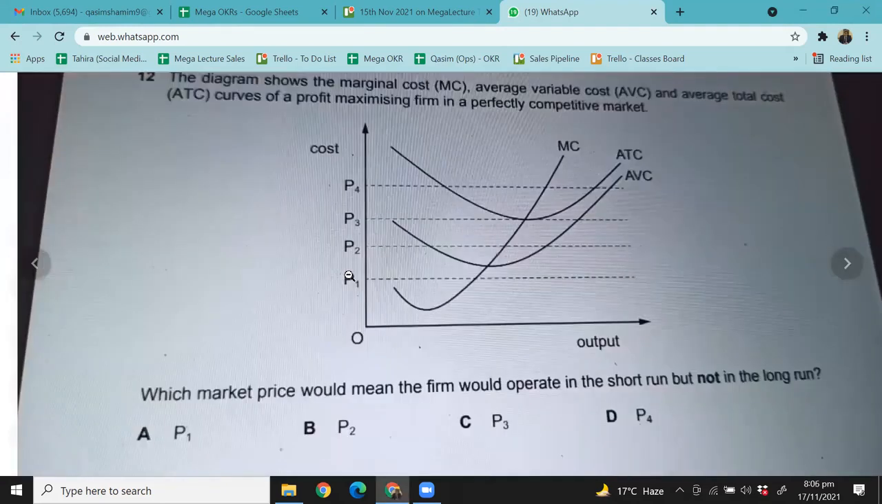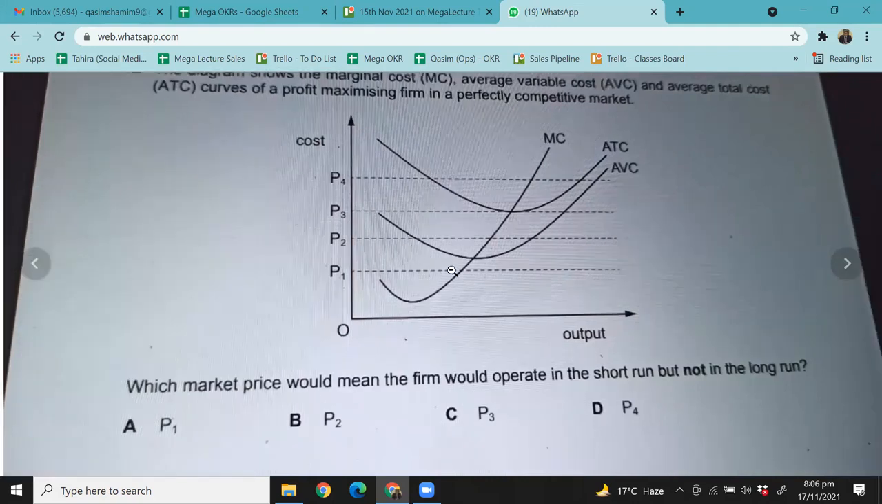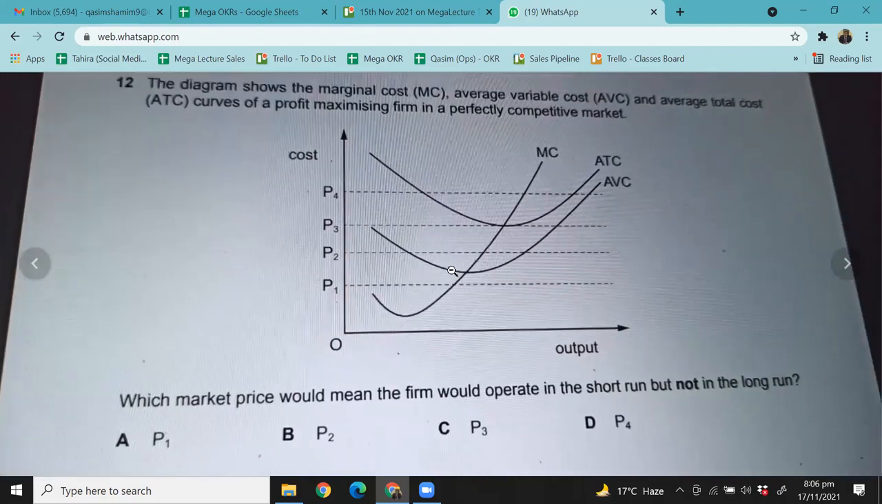Arbab, can you see the picture? In the case of P2, P2 is above variable cost, but that is because of the point you operate on, where the marginal cost is cutting the ATC or the AVC. That is the output level that you produce in a perfectly competitive firm, right? Students, are you following me? So in a perfectly competitive firm, where do you operate?